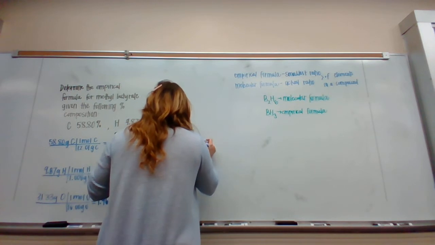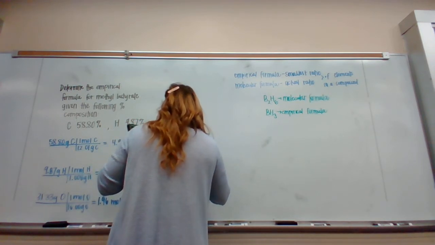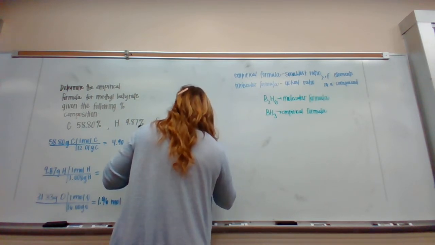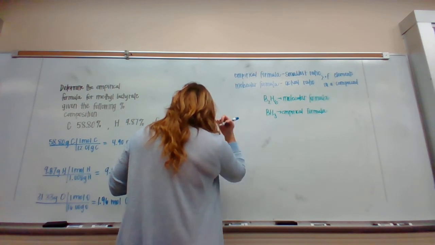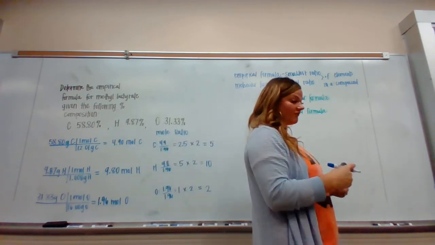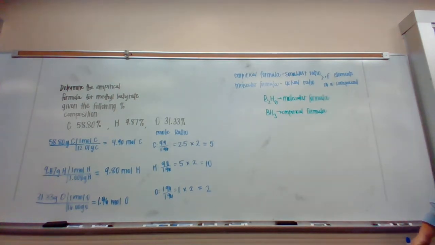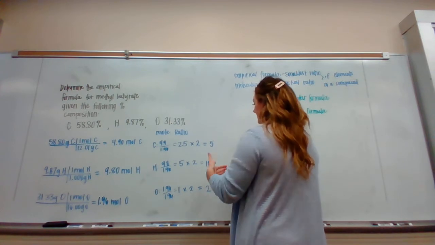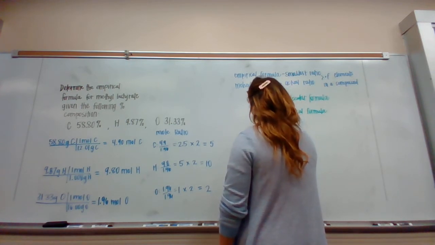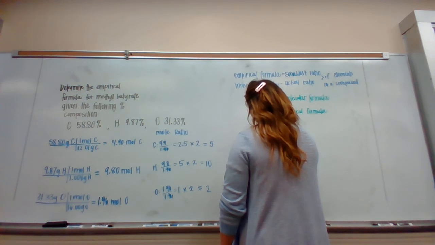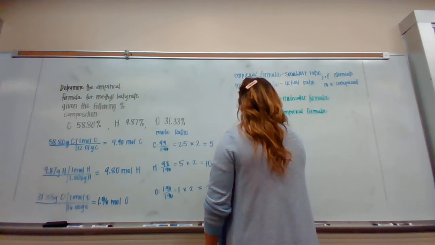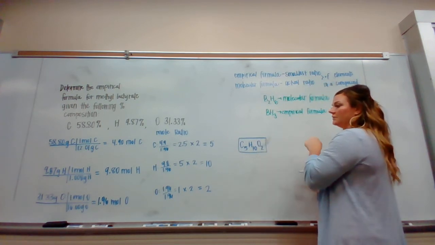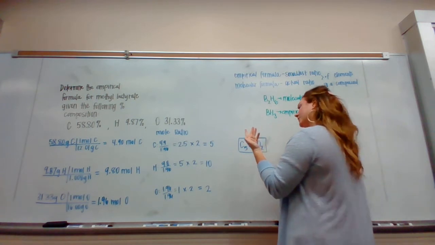2. So I have to multiply all of my numbers by 2 then. And that's what I get. I get 5, 10, and 2. Now, I can use these numbers as my subscripts, because they're all whole numbers. So I plug them in as subscripts with my corresponding elements, and I have my empirical formula.